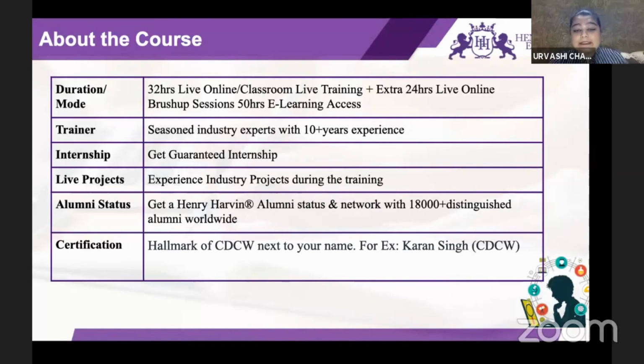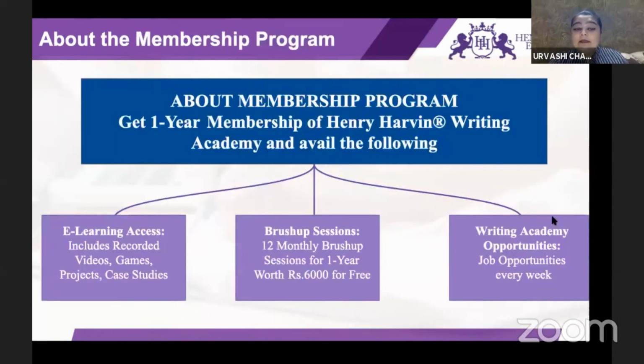Internship is guaranteed, as I had stated earlier. Alumni status, I have already shared a few. I'm going to share a few alumni status as well in the later half with you. You can also find these online on YouTube, on our Google page, etc. The certification is a hallmark of CDCW, and it has to be next to your name. Definitely, you are opting for it, so it has to be from your name. And here we are talking about many things. So let's understand these in detail.